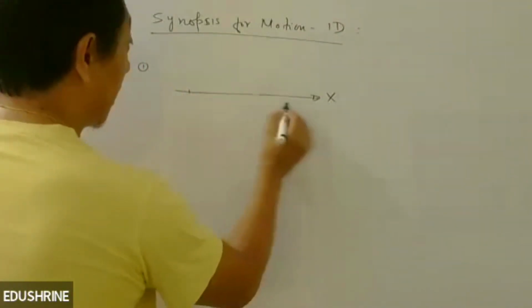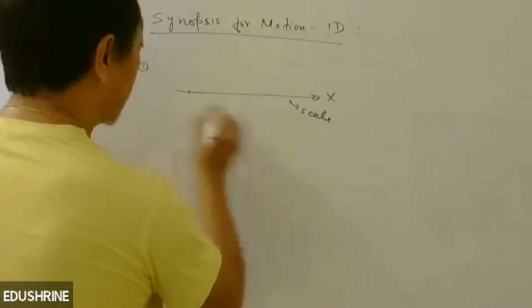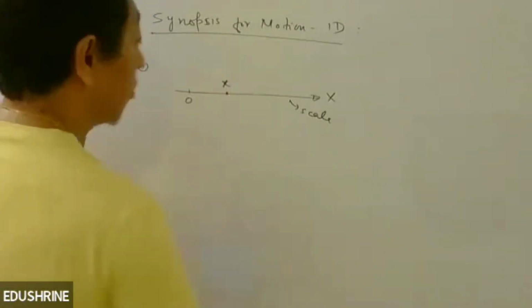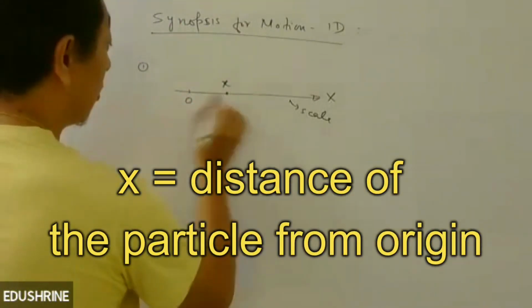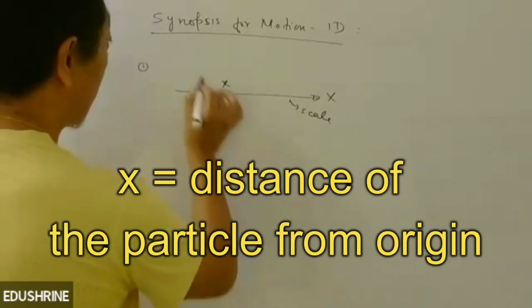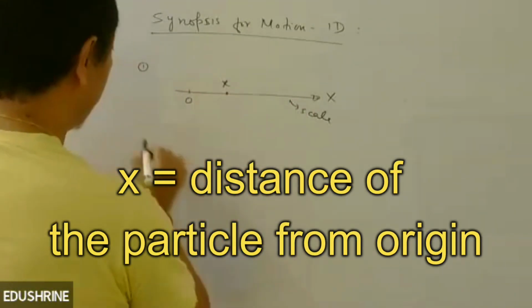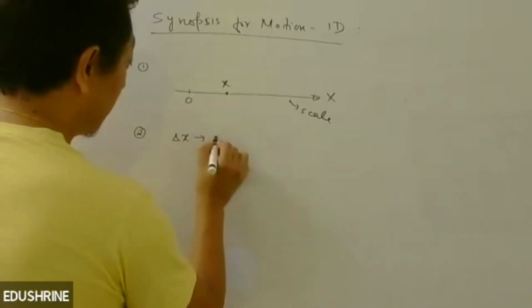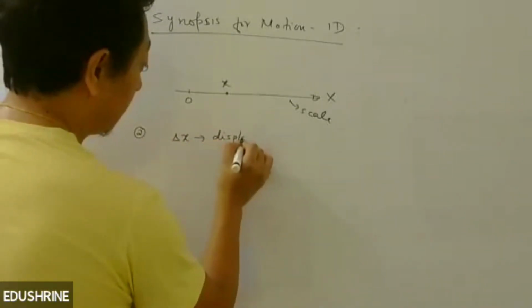Every x-axis is a scale only, and every scale has an origin. So let's say the particle is here. This is called your coordinate. And if the particle is moving, this x will change. So when x changes, that delta x is called displacement.